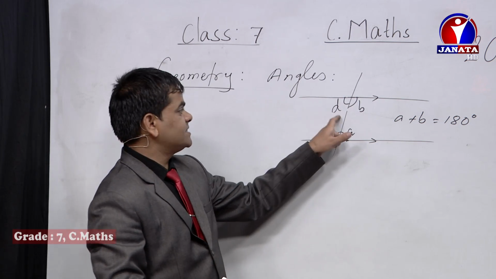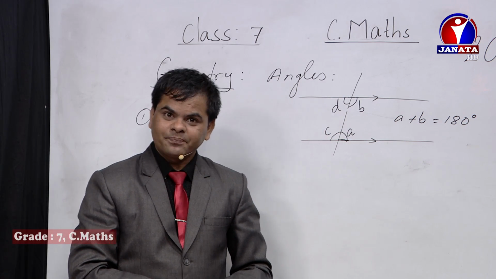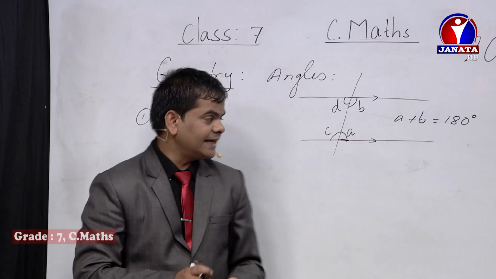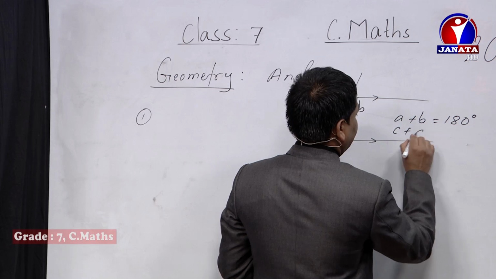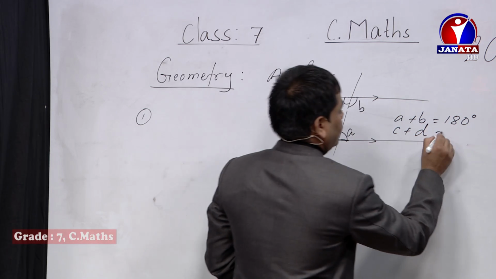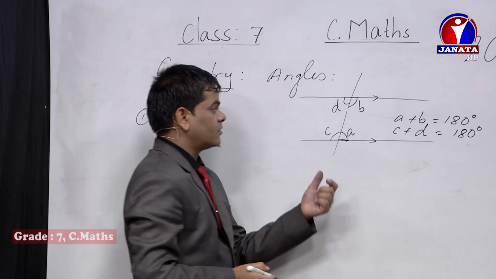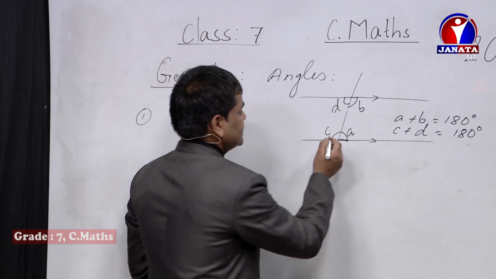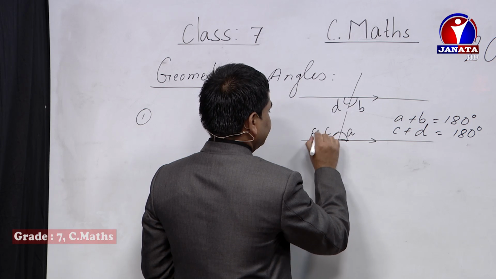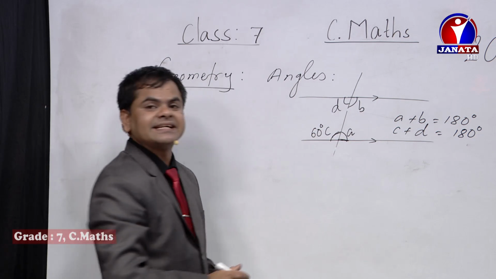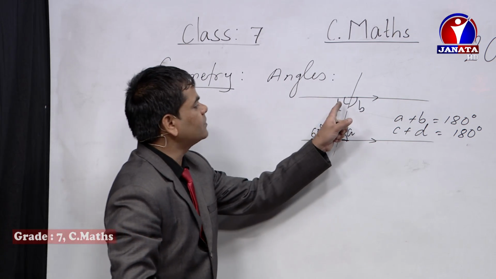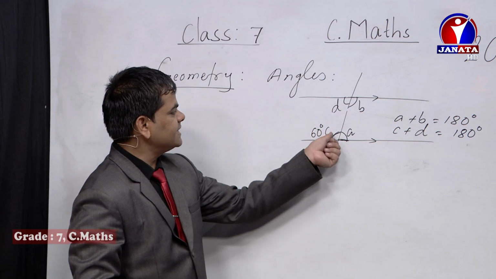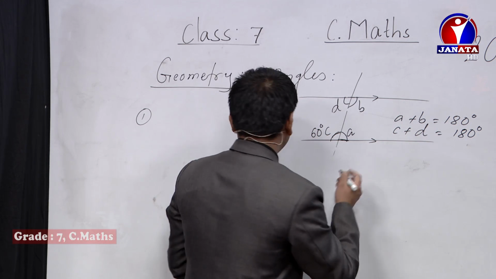C plus D should be 180 degrees by being co-interior angles. Similarly, A plus B also becomes 180 degrees by being co-interior angles. Dear students, in which case should that type of concept be used? That's the main thing, isn't it? So if C is given as 60 degrees, then to find out the angle D, we use the concept of co-interior angles, and C plus D are co-interior to each other.